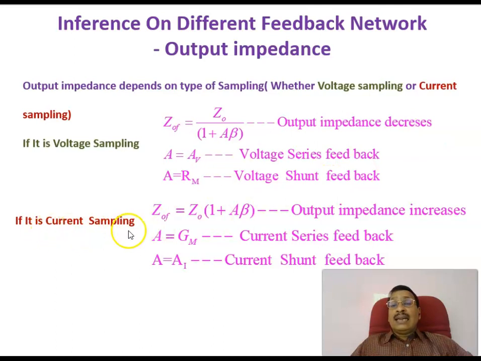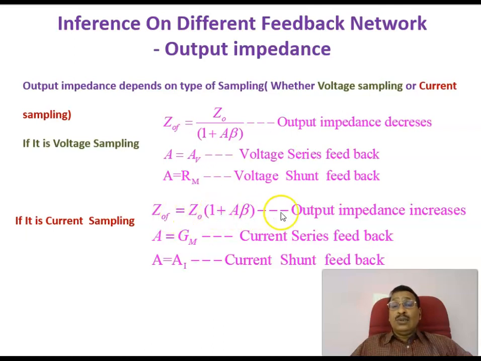Then, if it is a current sampling, if you are sampling the current from the output side, generally the output impedance is increasing, with Zof equal to Zo, the output impedance without feedback, into 1 plus A beta, where this A can be Gm if it is a current series feedback, and if it is a current shunt feedback, A can be equal to the current gain Ai. Therefore, generally, if the sampling is current sampling, the output impedance is increasing.